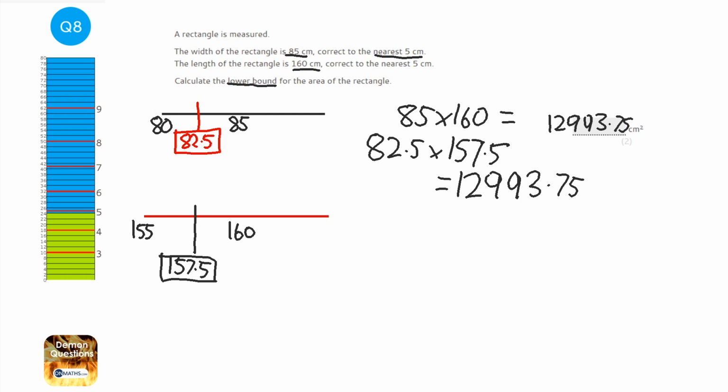Now be careful with areas, we're timesing them, so we want them both to be small. But if you were to divide them, sometimes you actually want the upper bound of one of the values. But for area, you want them both to be as small as possible to give us the lower bound for the area.